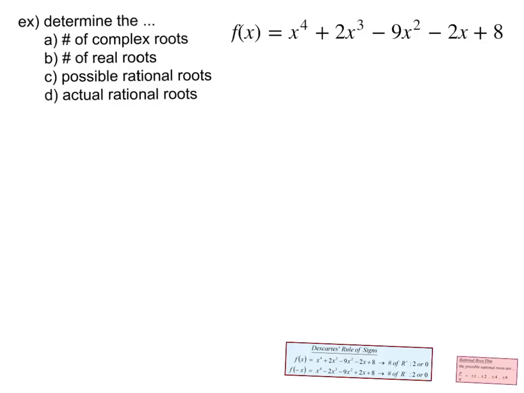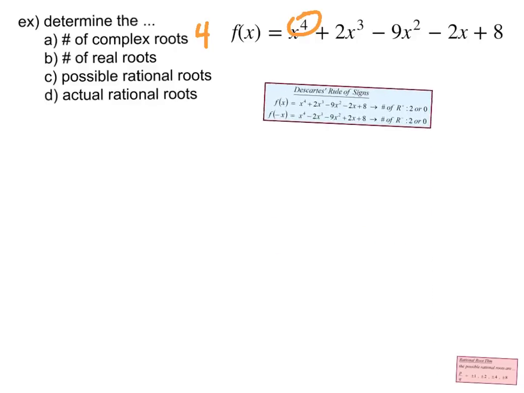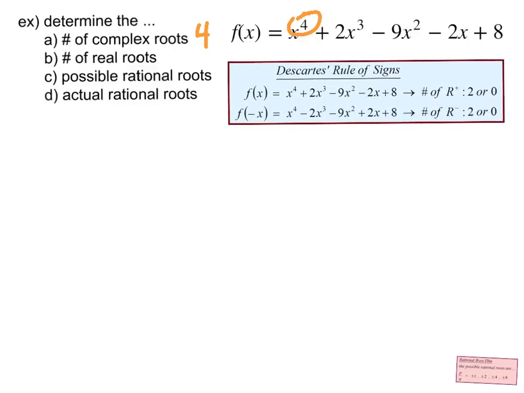Alright, well the first one should be easy if you remember. The number of complex roots: whatever the highest degree is of your function, in this case it is a 4, that means we are guaranteed to have 4 complex roots. They may be real, they may be imaginary, but we have 4 of them. Well, of those complex roots, let's see how many are real. How do we figure out how many are real? We're going to use Descartes' rule of signs.